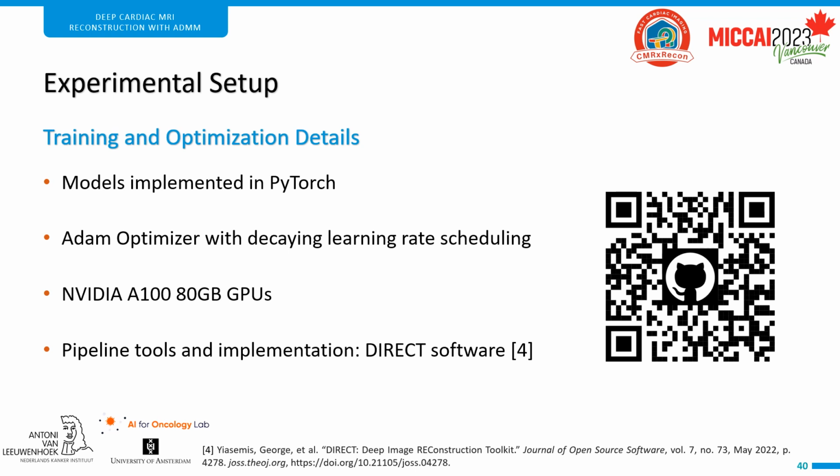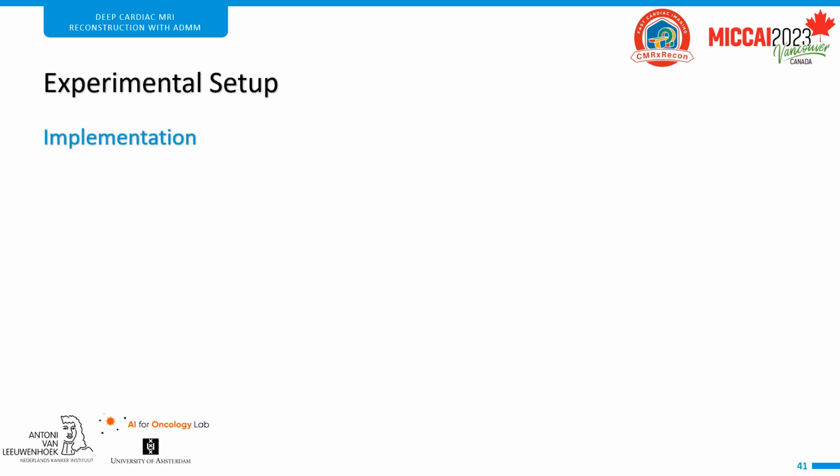We implemented our models using PyTorch and we used the Adam optimizer with a decaying learning rate scheduler to optimize our model parameters. Our experiments were powered by NVIDIA A100 80GB GPUs using a batch size of 1 for dynamic tasks and 2 for non-dynamic tasks. Our pipeline tools and implementations were facilitated by our open-source MRI research code base, namely the Deep Image Reconstruction Toolkit, or DIRECT for short. Let's take a closer look at the implementation of our proposed methods.